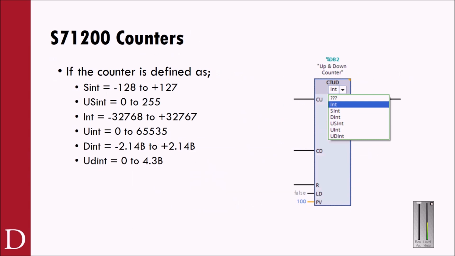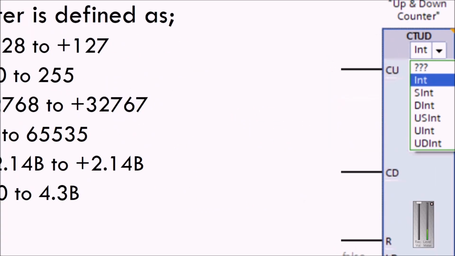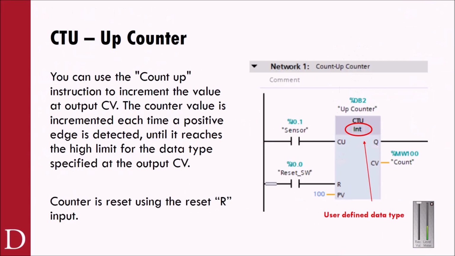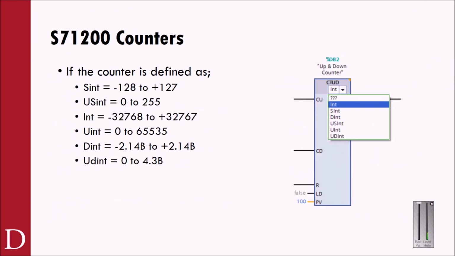All right, so your S7 1200 counters. So we're moving away from timers and moving into counters now. As we get into the counters, the counters that we have are very similar to the ones we've been using up till now. We can do a count up, a count down, an up-down count. We can do all these different things. One of the big differences, though, is that we can define the counter data type.